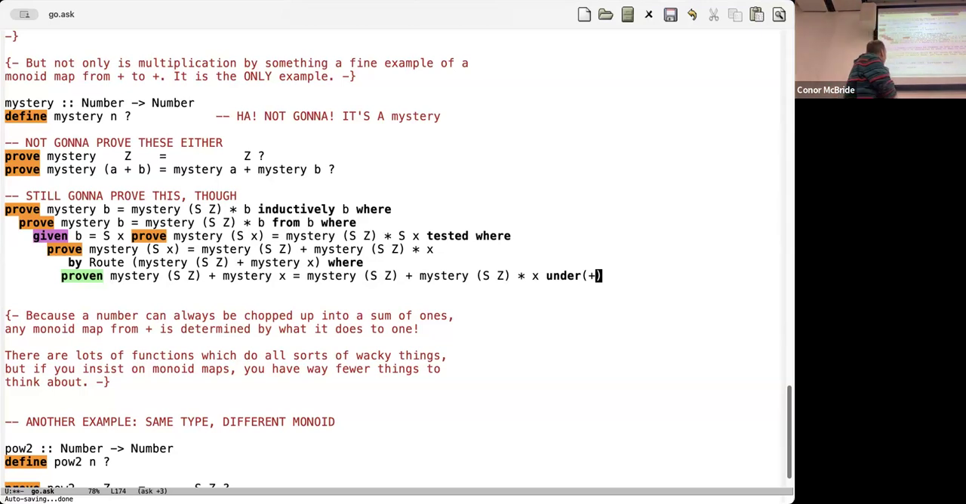We've shown that the only possible monoid maps from adding to adding are multiplying by something. And the reason for that is that you can take any number, chop it up as a sum of ones, and then whatever you do, you're free to do the monoid map to the inputs. So you transform all those ones, and then you add them up afterwards. So the only thing you can possibly do in a monoid map from adding to adding is multiply by whatever it is you send one to. That's your only choice. Where do you send one?